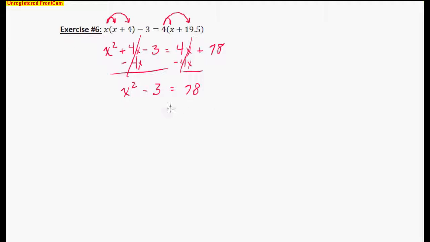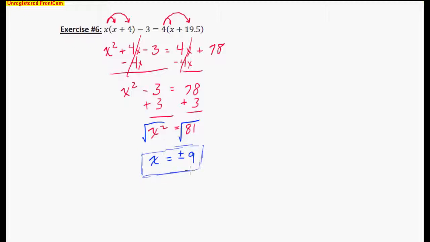And now I want to just continue to solve for x here. So I'm going to add 3 to both sides. X squared equals 81. And I'm at the point where I can square root both sides. So x equals plus or minus, and the square root of 81 is 9. So there you have it. Okay, and there's your answer.